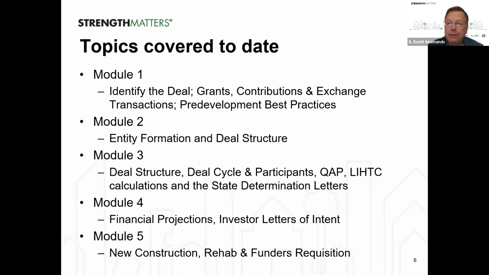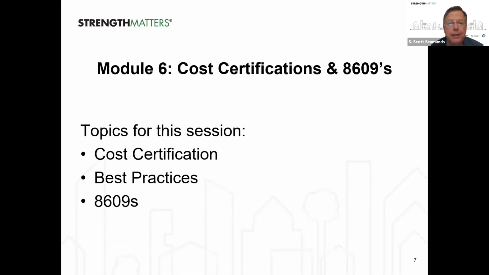And in Module 5, we actually got into construction issues and accounting for different types of development costs, as well as the loan draw request forms called requisition forms. So now we've walked through the whole process all the way up through construction. And we're going to talk today about what happens at the end of construction, after construction is completed.